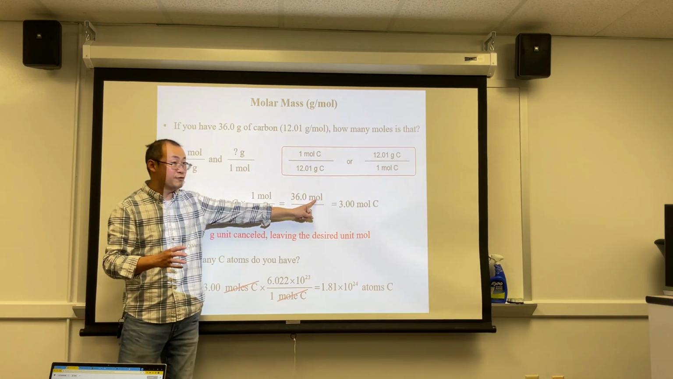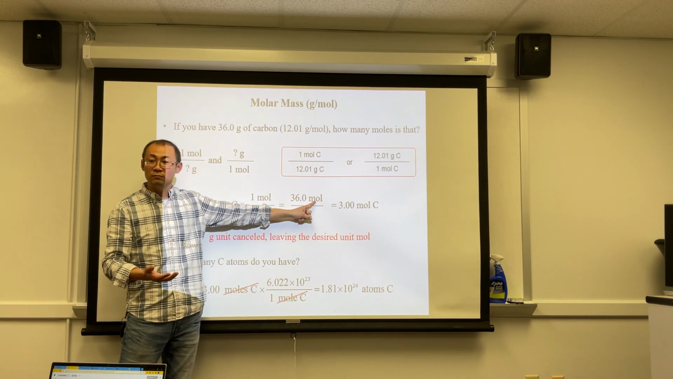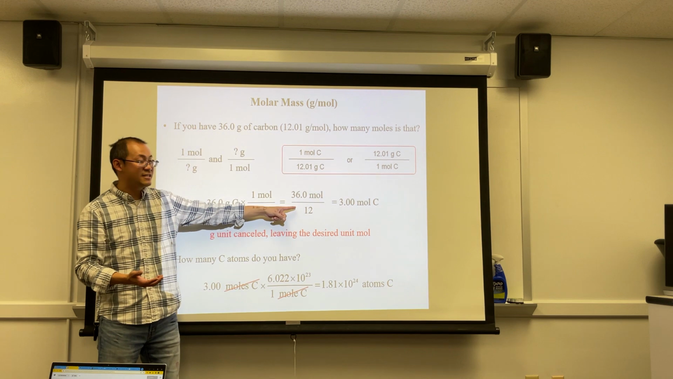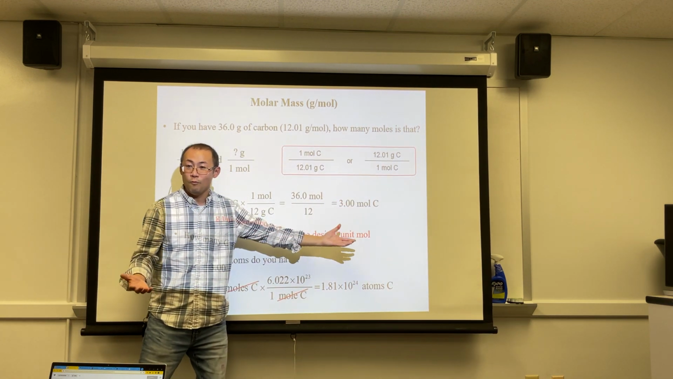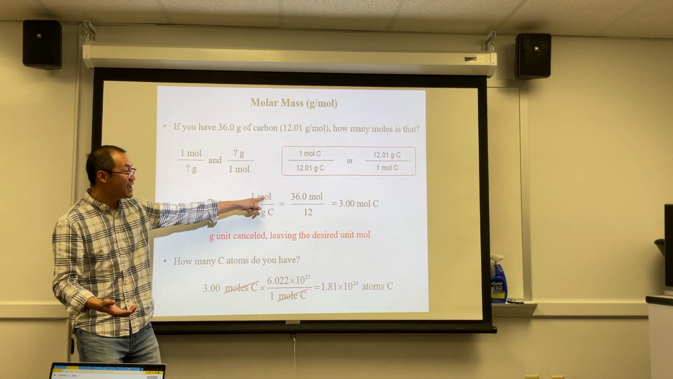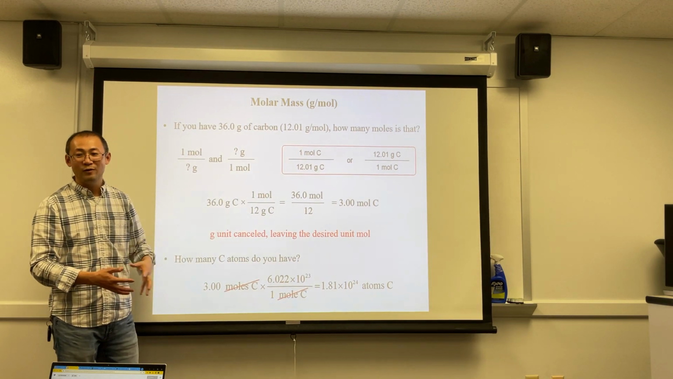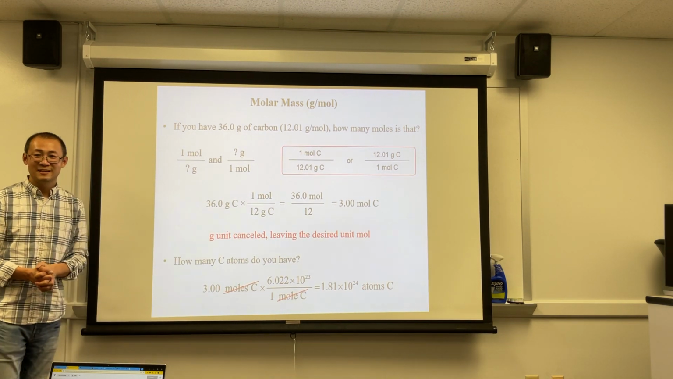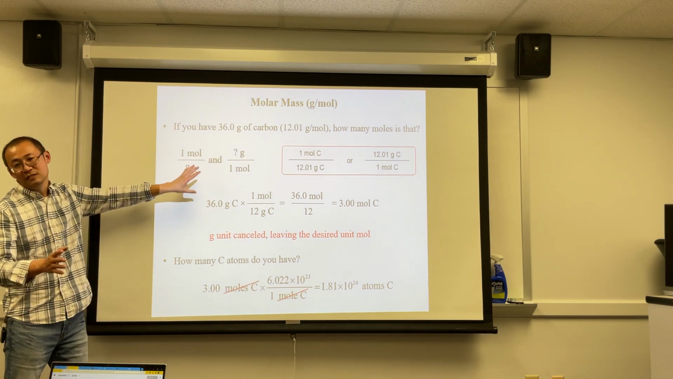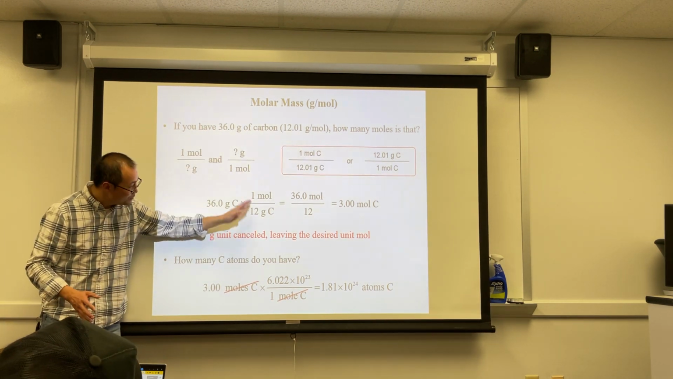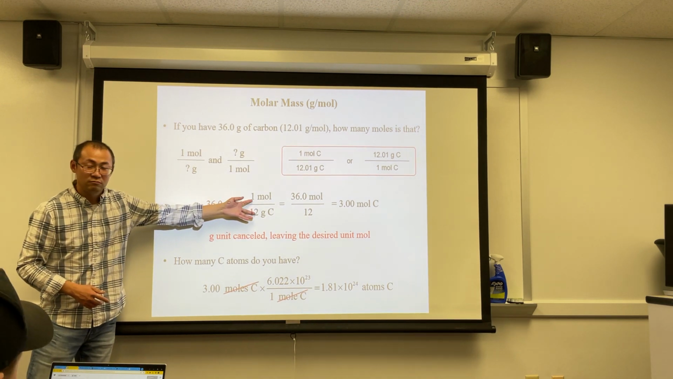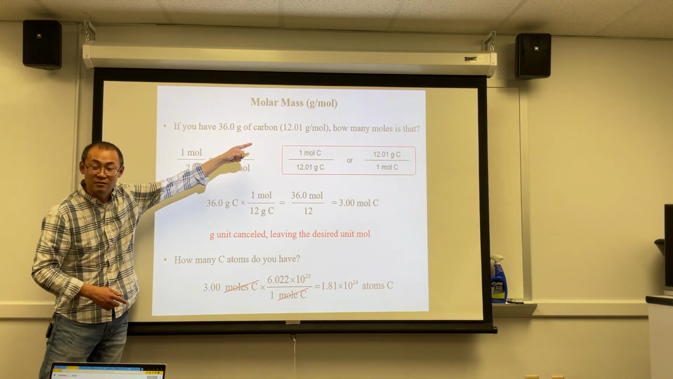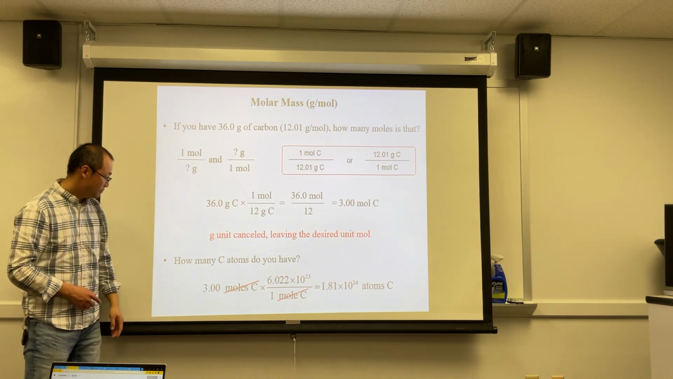So 36 divided by 12, this unit is not canceled, so we save that unit: mole. Then you use your calculator, 36 divided by 12 is 3 mole. Why mole? Because gram is gone. You only have mole left. Does it make sense? Start with the given unit, always. Then multiply by something. That's something you always know, because it's a relation.